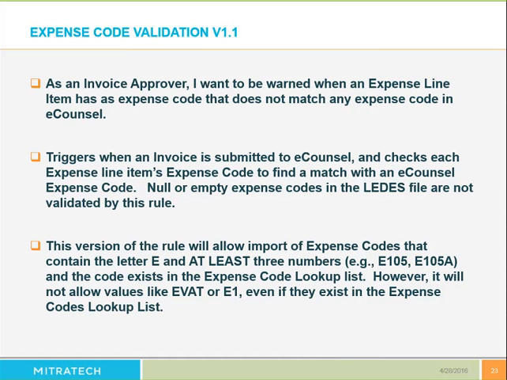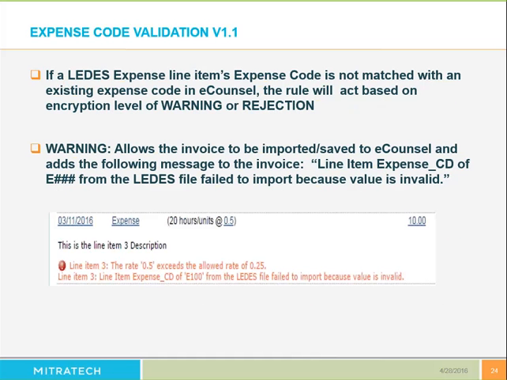However, it will not allow custom codes like EVAT or E1, even if they exist in the expense codes lookup list. So it validates for those codes, and if it's not matched with an existing expense code in eCounsel, then it's going to either reject or warn. And it will have a warning message similar to this one here: line item 3, line item expense code of E100 from the leads failed to import because the value is invalid.